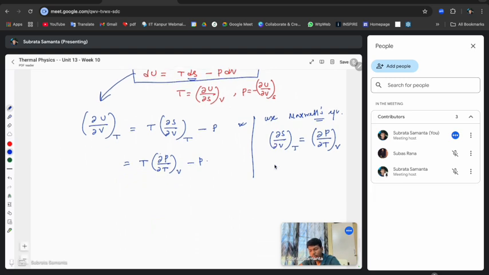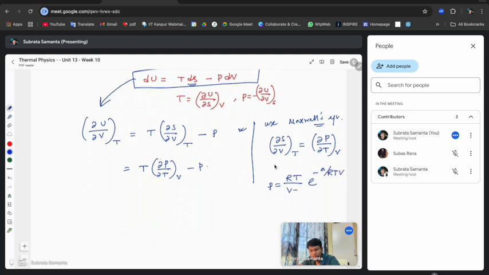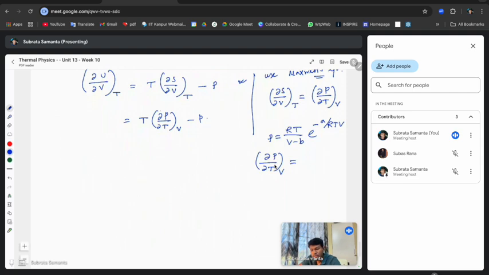Now we know P is RT over V minus b, times e to the power minus a over RTV. So it is straightforward to calculate ∂P/∂T at constant volume. We take the derivative with respect to T. First we differentiate the first term: R over V minus b, times e to the power minus a over RTV.